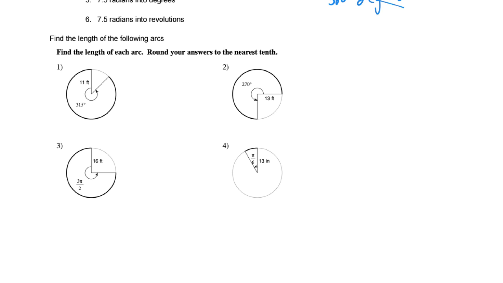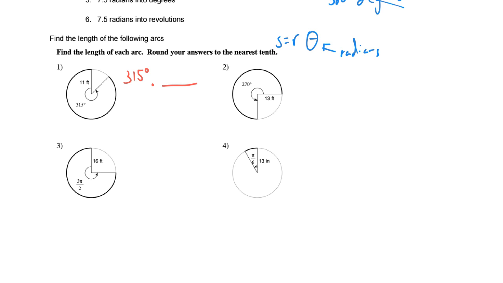Find the length of each arc. So the formula here is just arc length equals r theta, radius times angle. But really important here is that that angle has to be given in radians. And then our answer will be in whatever unit our radius is in. So in problem number 1 here, we can't just directly multiply the 315 times the 11. We have to first convert the 315 degrees to radians.